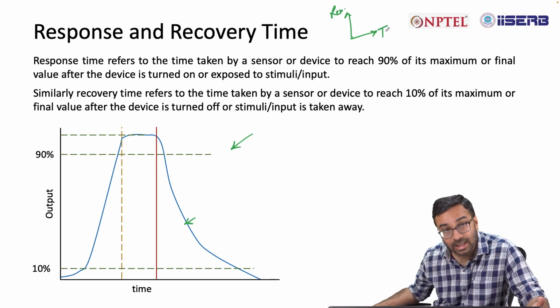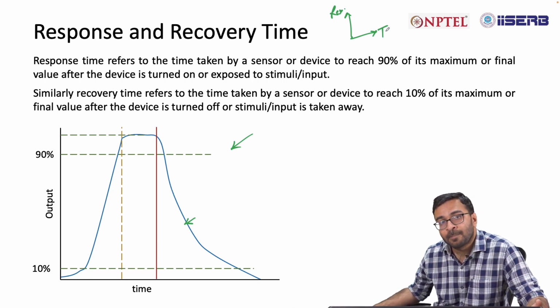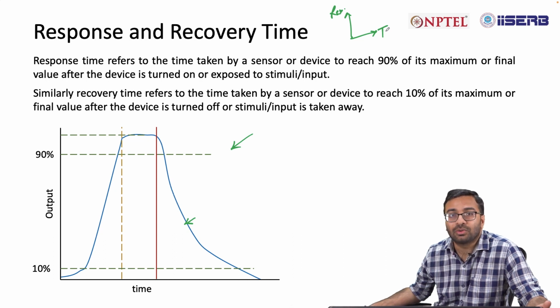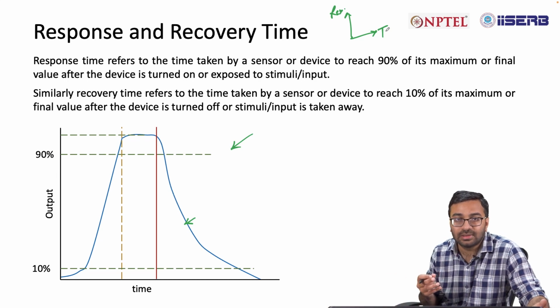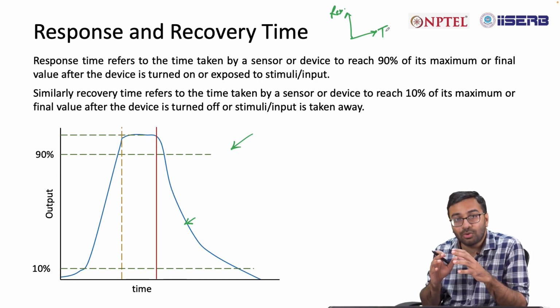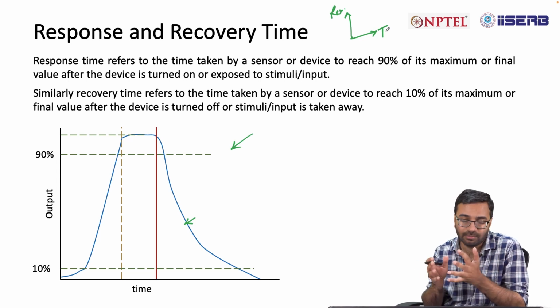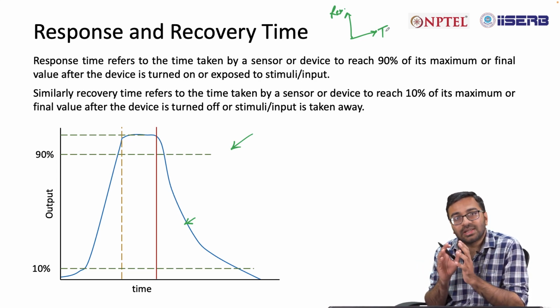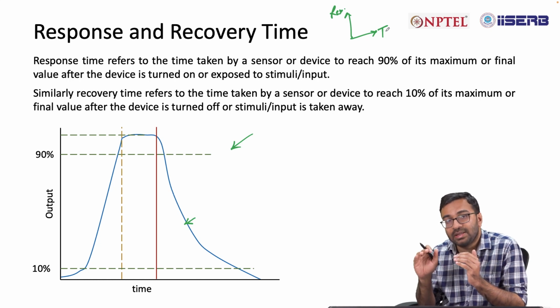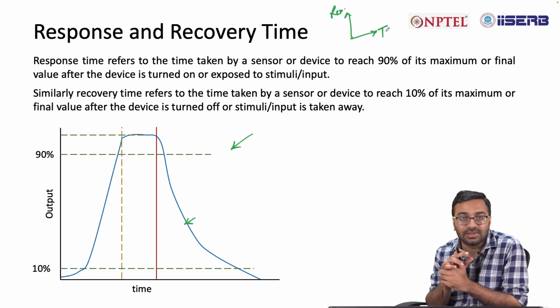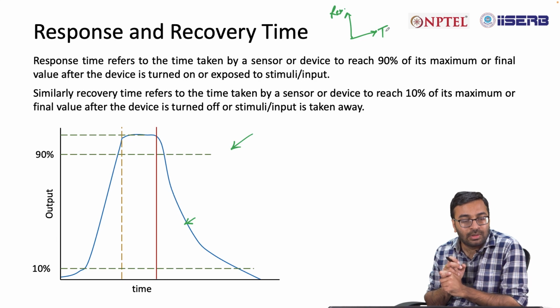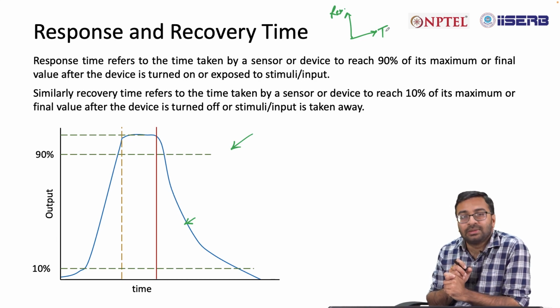Then there is another type of response which is known as temporal response. Temporal response means when you record the response of a sensor with respect to time. So, when a sensor is detecting a certain parameter, how the sensor behaves with respect to time is known as the temporal response of that particular sensor. Now, response and recovery time is related to the temporal response of a sensor.